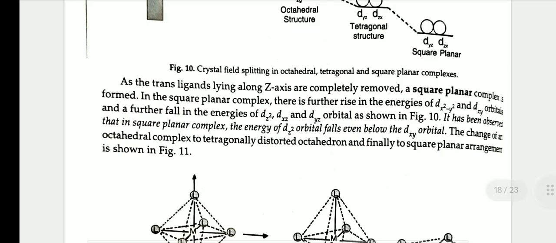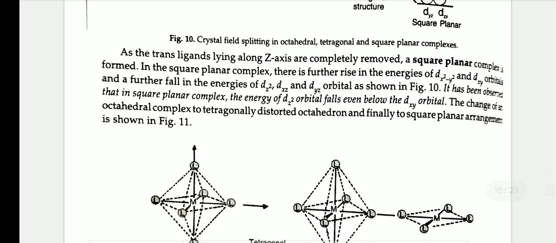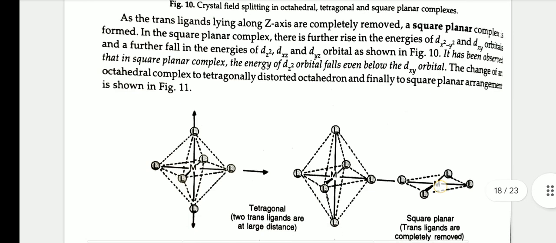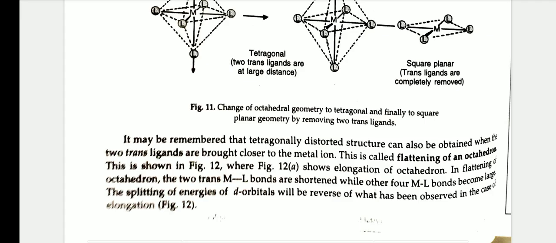It has been observed that in a square planar complex the energy of the dz² orbital falls even below the dxy orbital. This shows the change of an octahedral complex to a tetragonally distorted octahedron and finally to a square planar arrangement. It may be remembered that a tetragonally distorted structure can also be obtained when the two trans ligands are brought closer to the metal ion. This is called flattening of an octahedron.